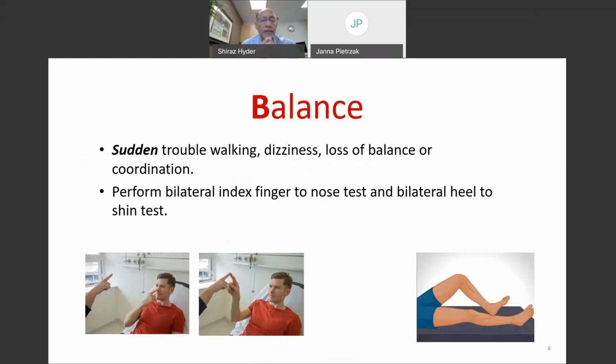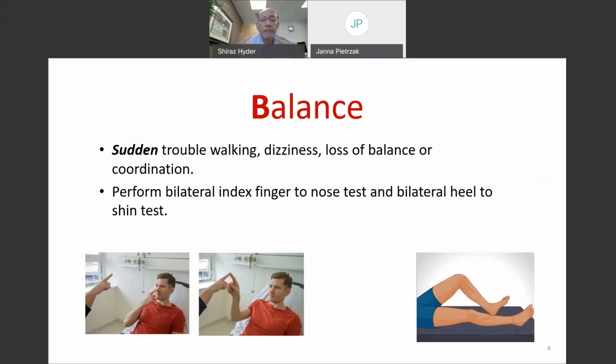The symptoms will be, patient will complain of unsteadiness, trouble walking, dizziness, loss of balance, and coordination. And the best way to screen for balance issues is to simply have the patient touch their index finger to your index finger and then touch their nose. Simply called a finger nose test.